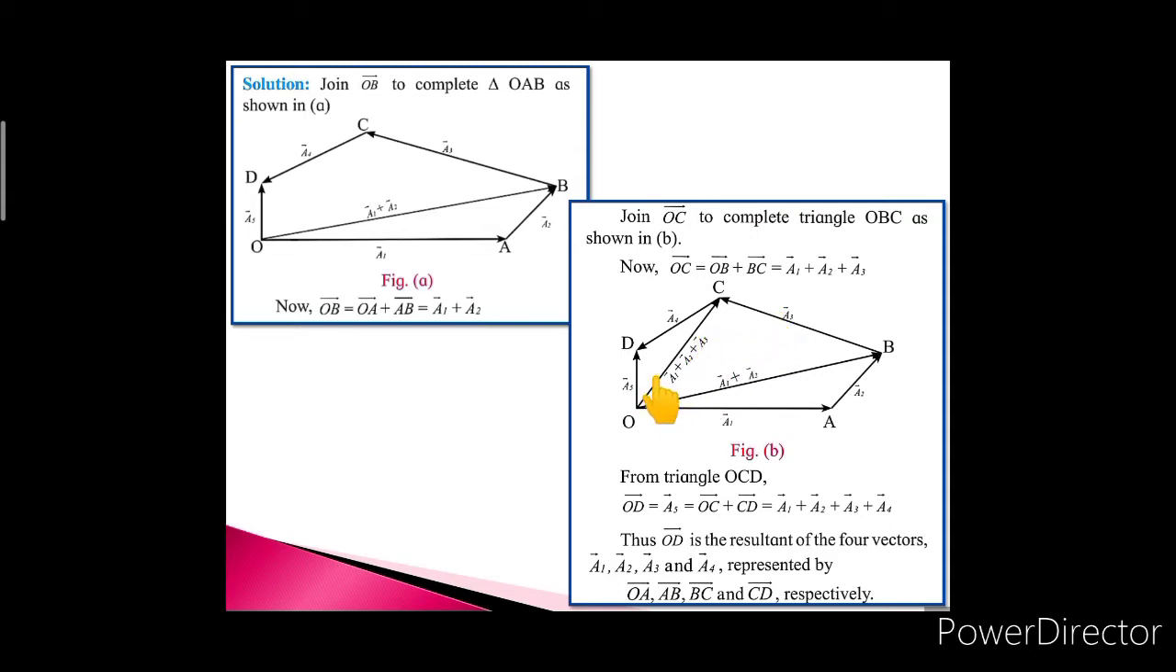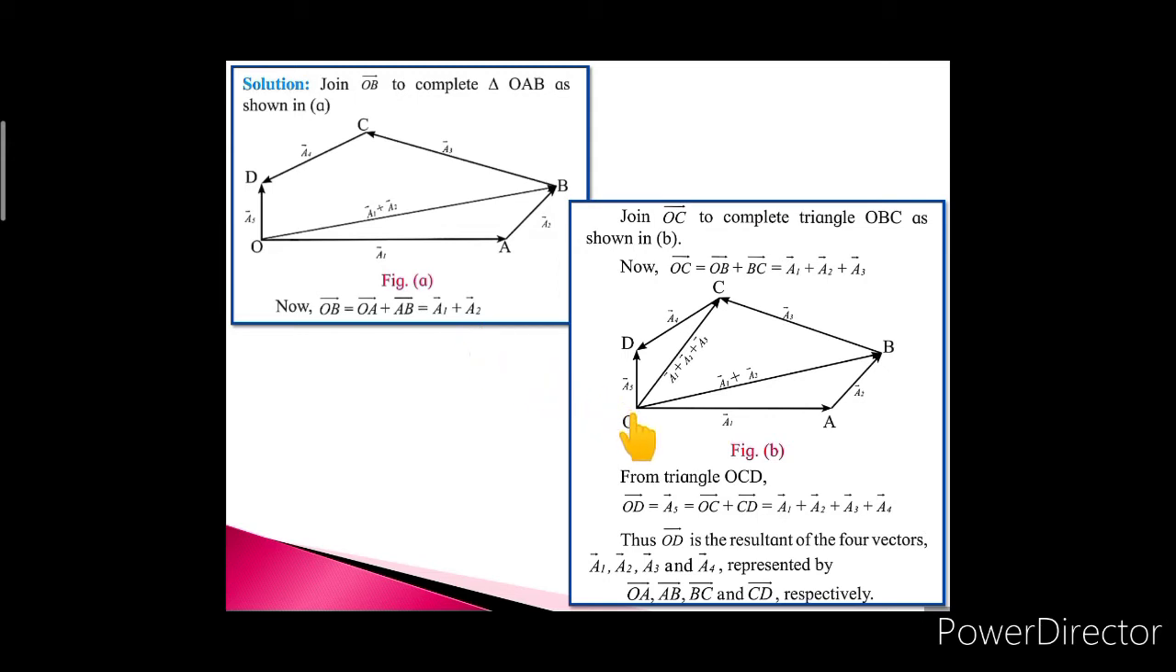So over here, when we join the vector OB to complete the triangle OAB, we get the resultant vector OB equal to vector OA plus vector AB, and hence the value of vector OB is vector a1 plus vector a2.